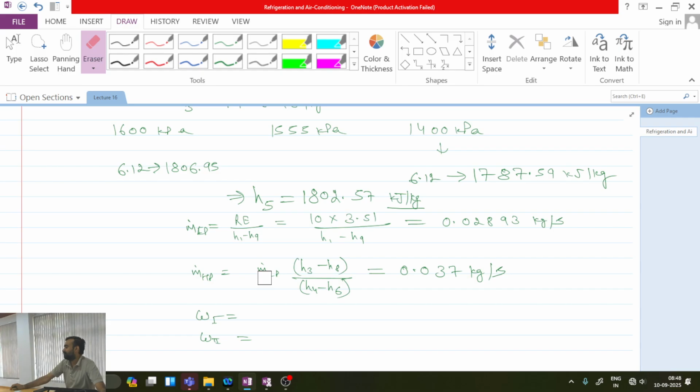You are doing this very slowly. It is very simple: m_LP into (H2 minus H1) and m_HP into (H5 minus H4). Why is it taking so much time? 8.18 kilowatt is LP, and what about HP?